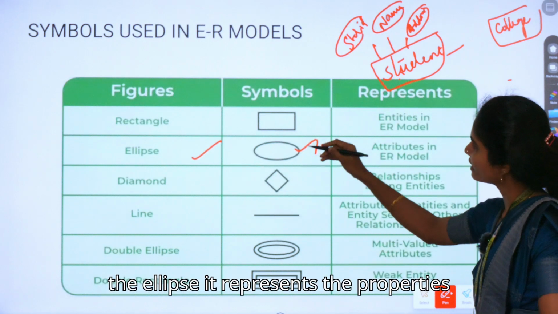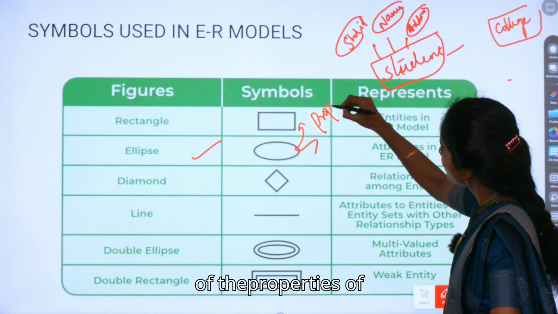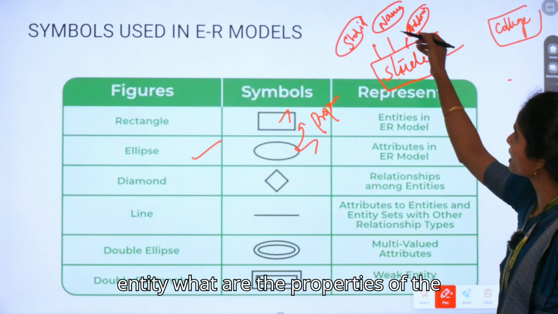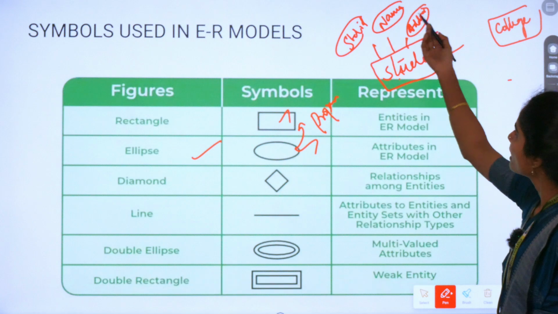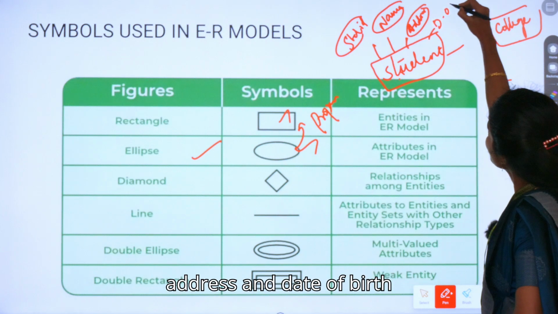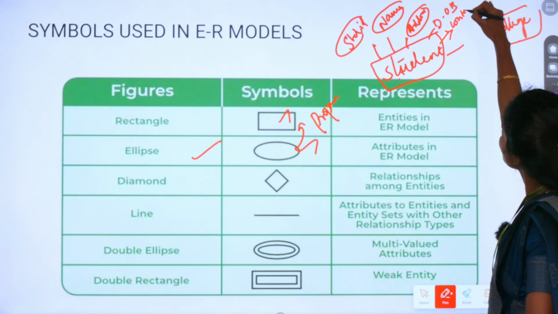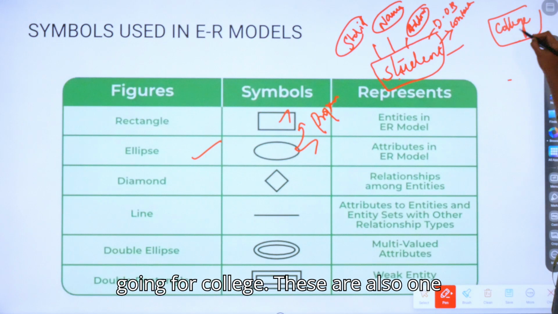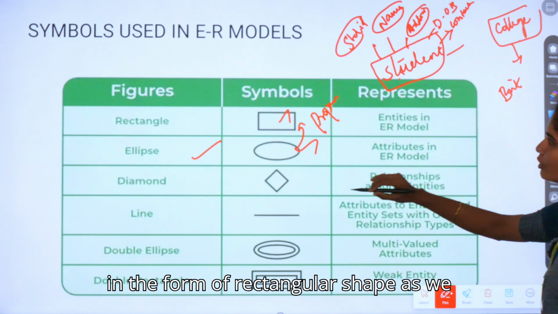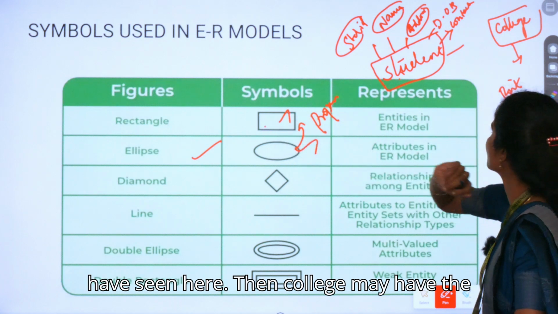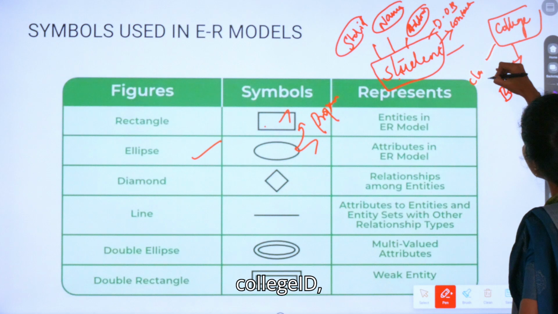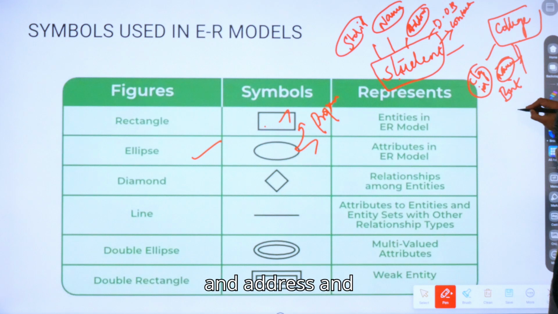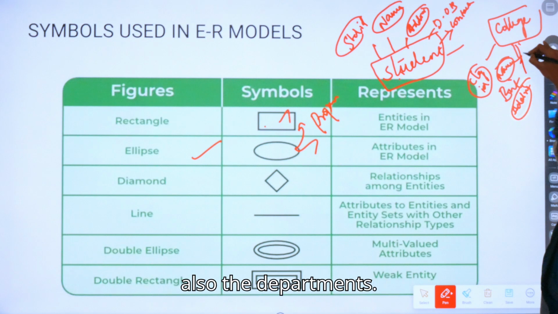The student may have a student ID, a student name, and an address. These are represented in the form of an ellipse, an oval shape. The ellipse represents the properties of the entity. For the student entity, what are the properties? We take student ID, name, address, date of birth, and also the contact number. The student entity may contain these kinds of attributes. Then we go to college. This is also an entity, represented in a rectangular shape. College may have the college ID, name of the college, address, and also the departments.